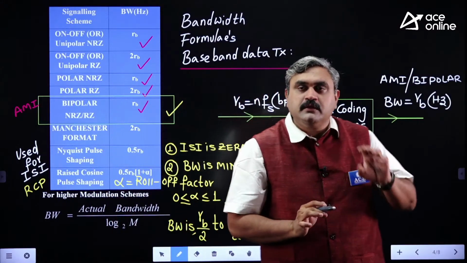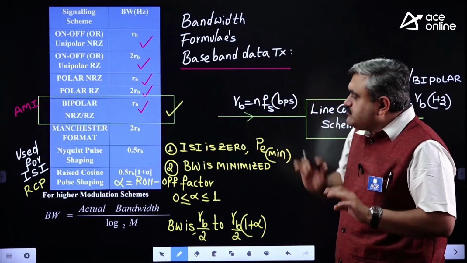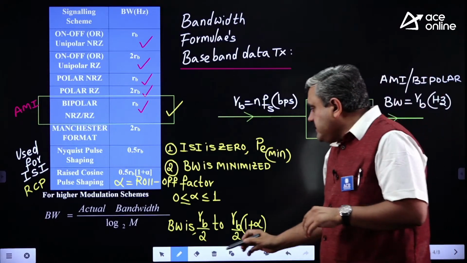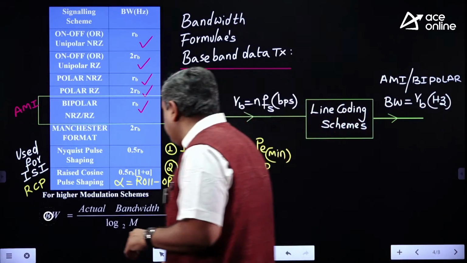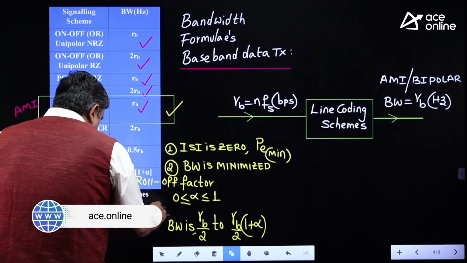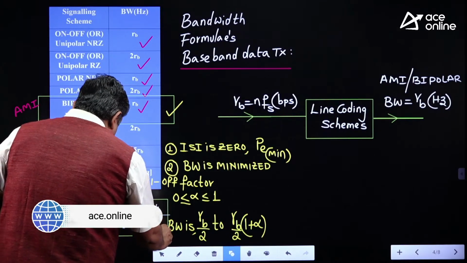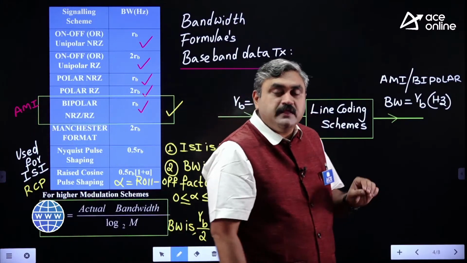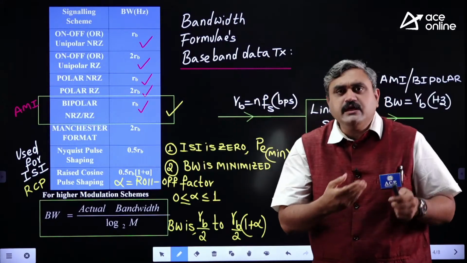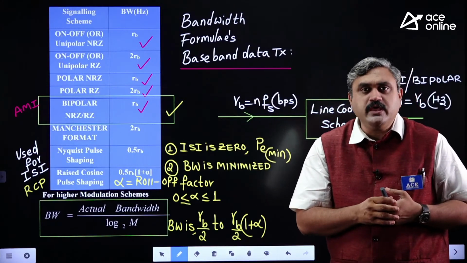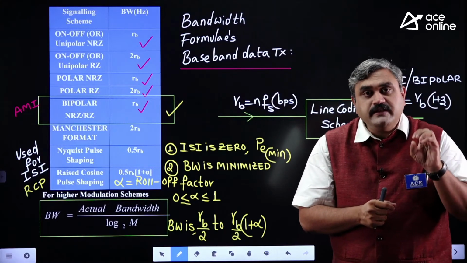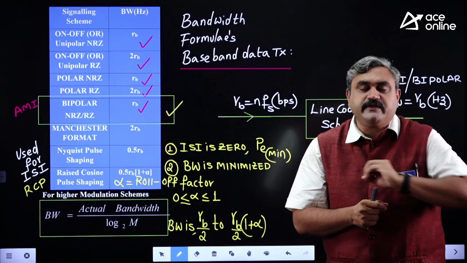Done? Now, see the last one. If you go for higher order modulation schemes, now what is the meaning of higher order modulation schemes first of all? Whatever data you are transmitting is generally 1 bit per sample. That means your carrier or whatever representation you are using represents either bit 1 or bit 0, that's all. That is normal transmission in bits per second.